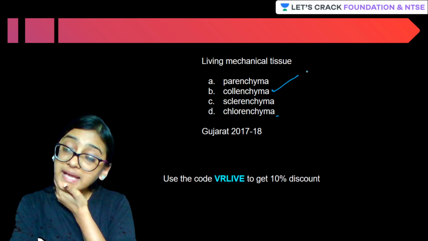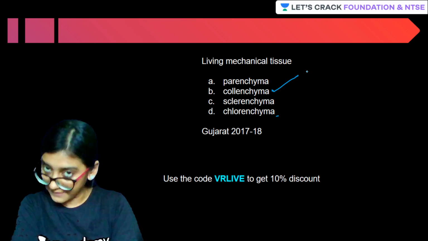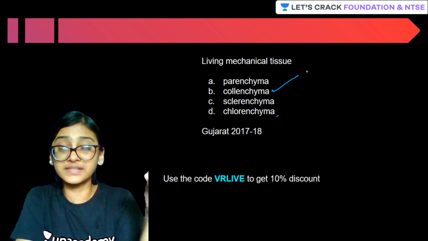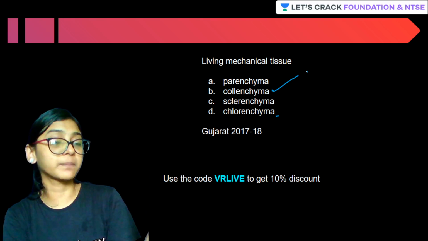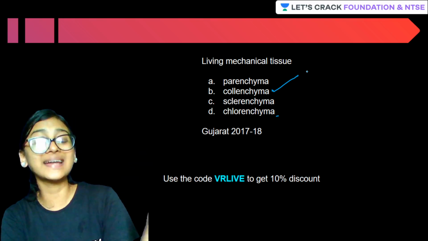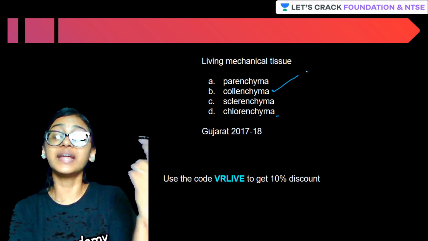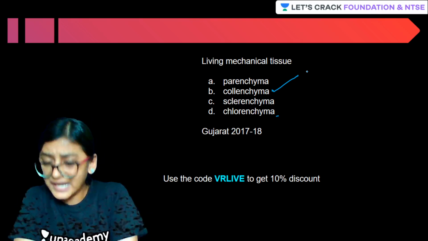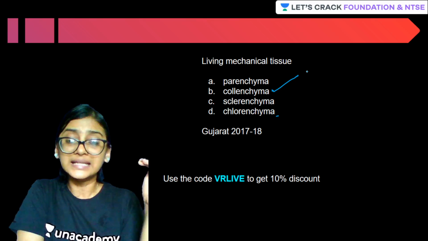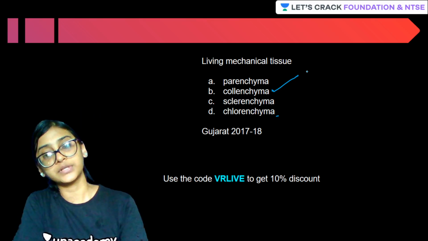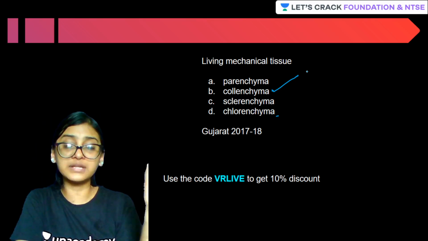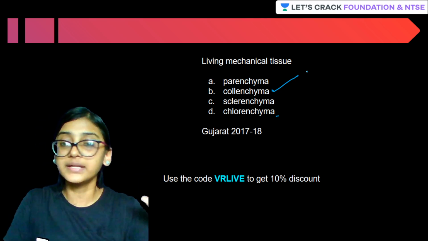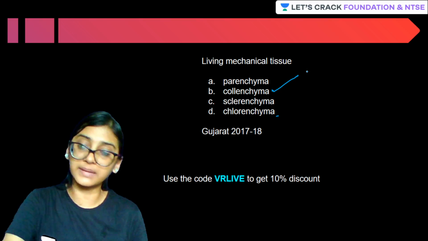So they are living mechanical tissue because they have got living cells with the pectin thickenings in the corners of the cells. Thereby they are able to help in the mechanical work. And sclerenchyma is a dead mechanical tissue. The cells are dead because of lignification, lignin deposition. So sclerenchyma is a type of dead mechanical tissue, right? Whereas collenchyma is living mechanical tissue.